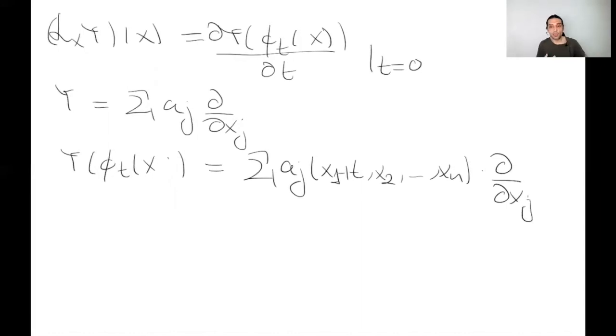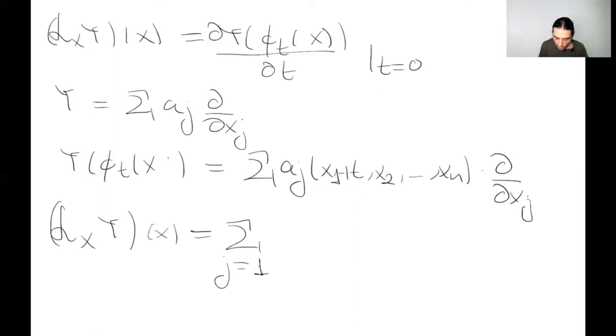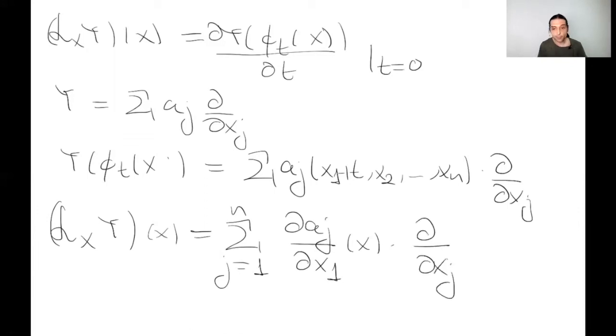If now we derivate this with respect to t and evaluate at t equals 0, what we get is that the Lie derivative of y by x at a point small x is going to be just the sum from j equal 1 to n of the partial derivative of a j with respect to x1 at the point x times the partial derivative with respect to xj. Very good. So we have this expression.